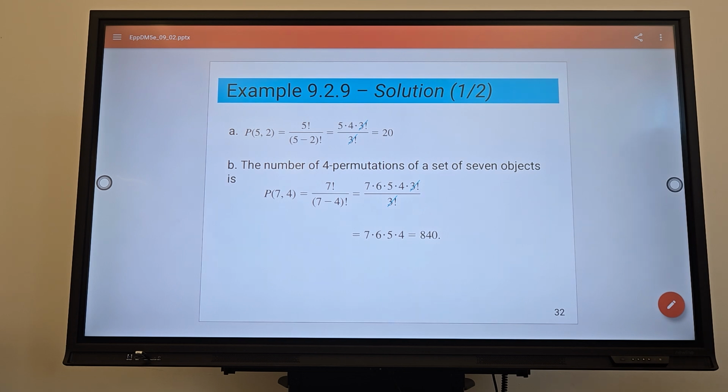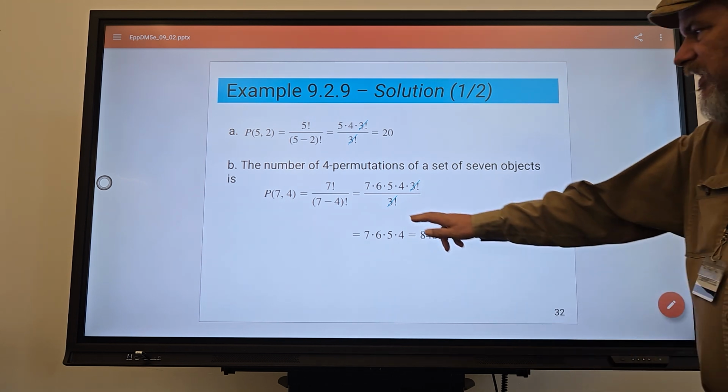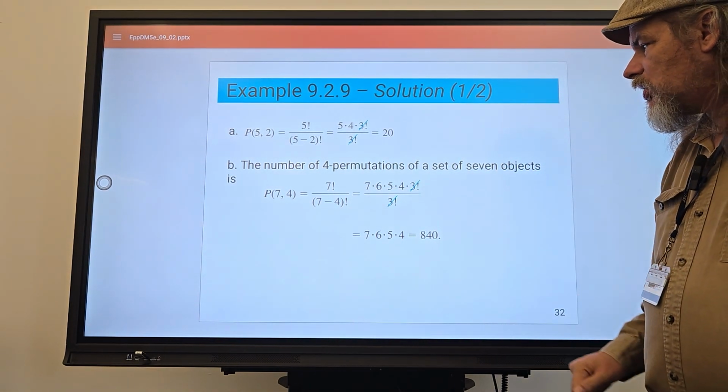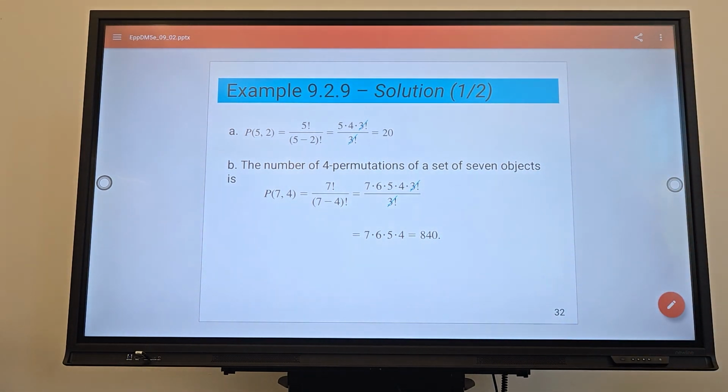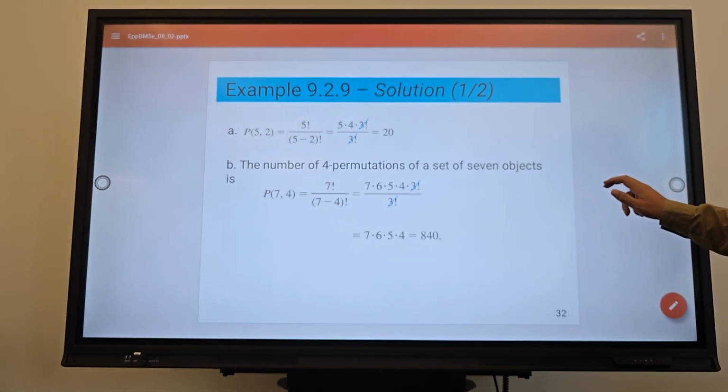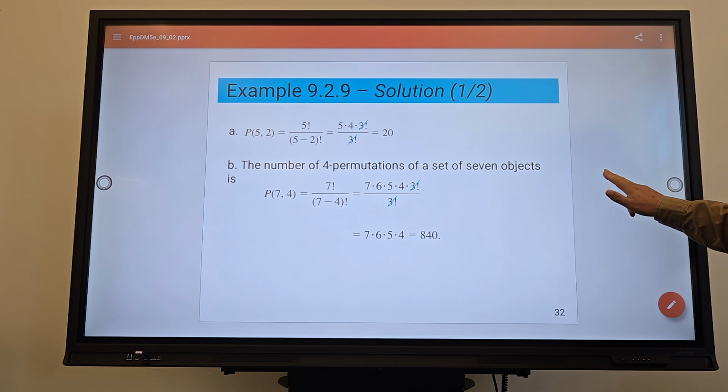The number of 4 permutations of a set of 7 objects, again, you expand it out, cancel out the 3 factorial, and that leaves you with 7 times 6 times 5 times 4, which is 840.